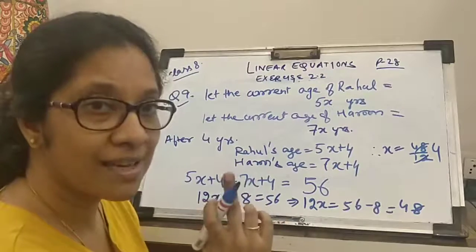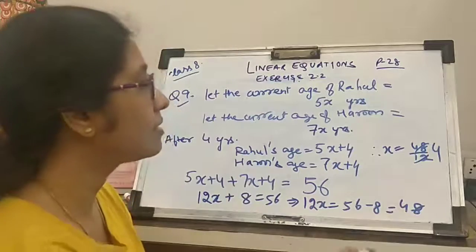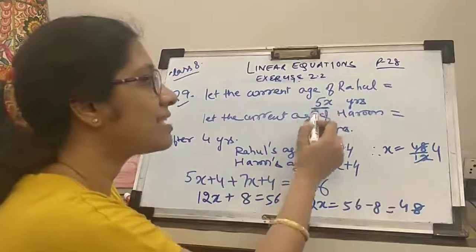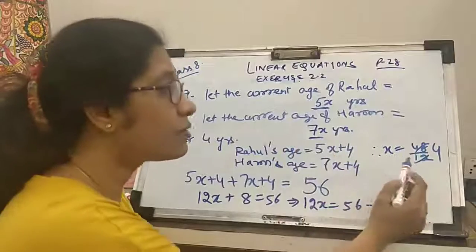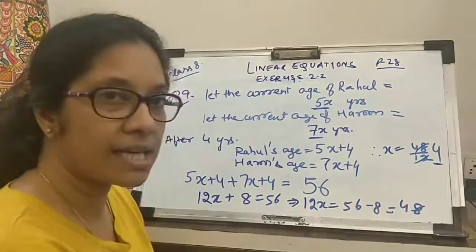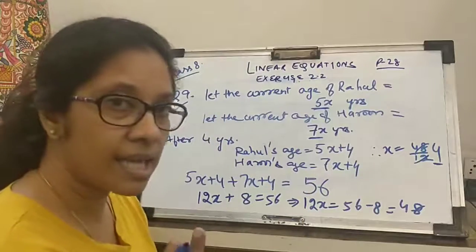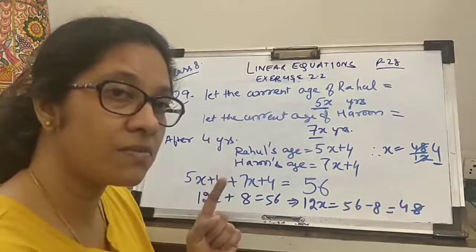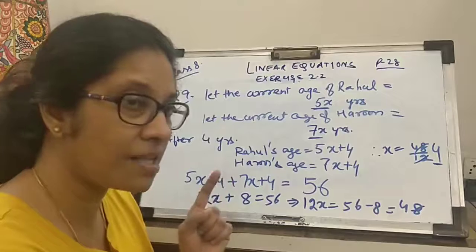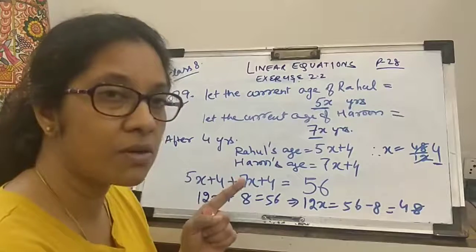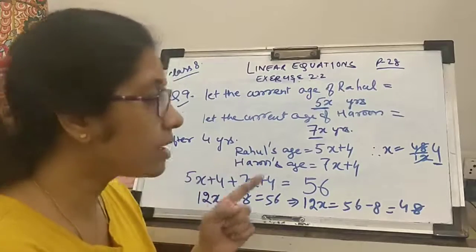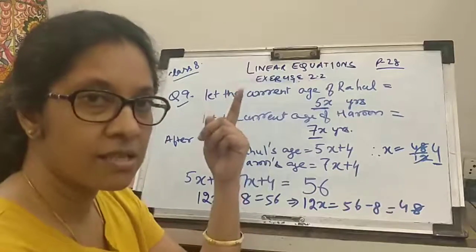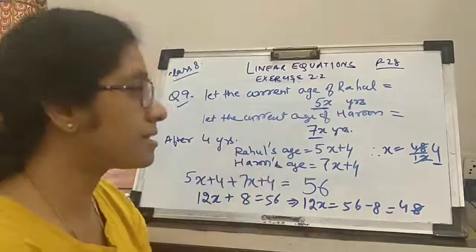Then what will be the current ages of Rahul and Haroon? 5x and 7x. Do not write that the current age is 4. The current age is not 4. We have to deduce it, because the initial thing given to us was the ratio. Remember this, be very careful. You cannot simply have x as the age.